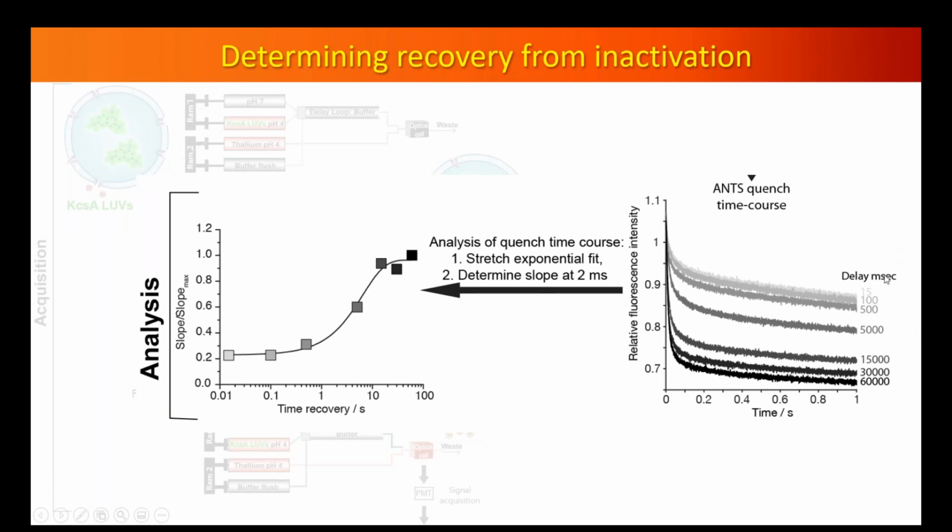Here are the traces as I vary the delay at pH 7 for recovery at pH 7. And here's a plot of the slopes as a function of recovery time, where you can see the longer it's allowed to recover, the larger the open population of KCSA is.